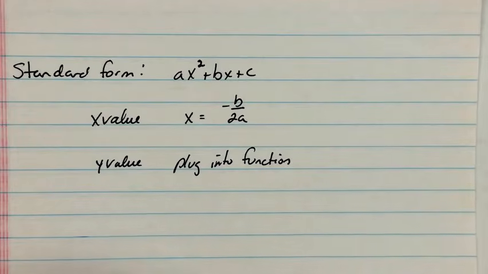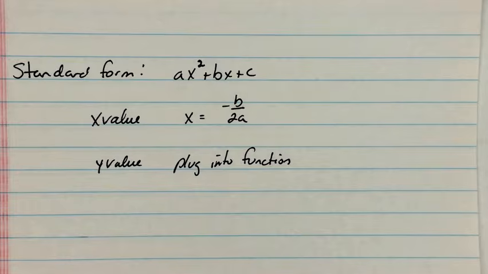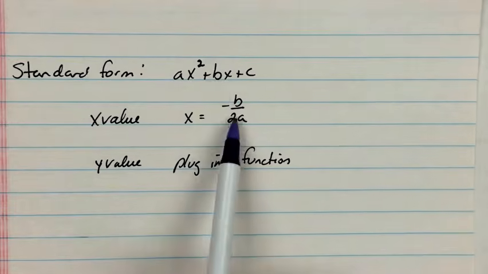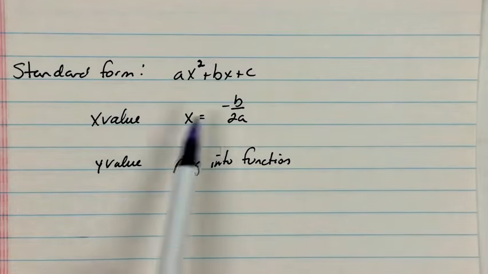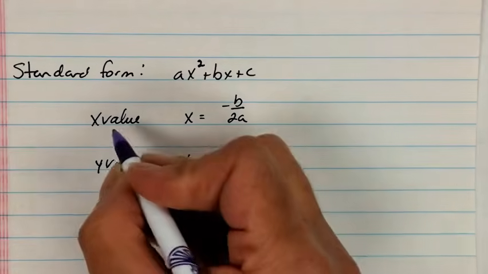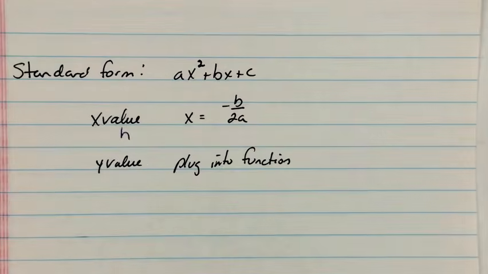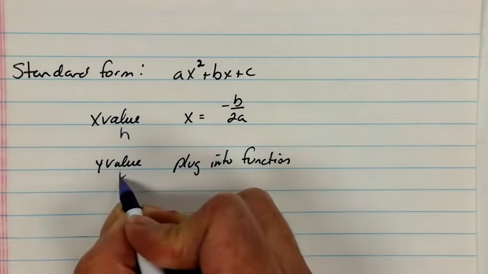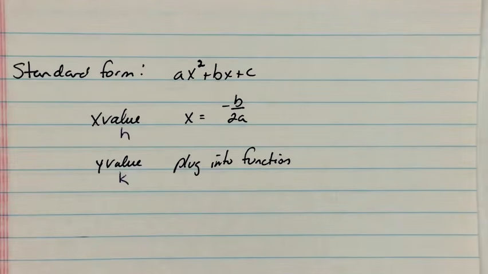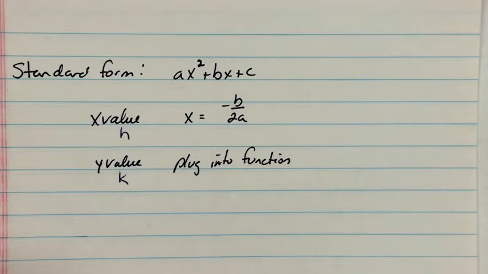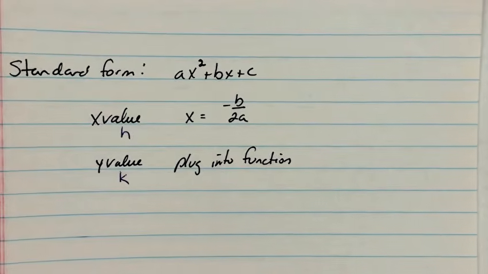We can find our x value by plugging negative b over 2a, and then the y value by plugging that into the function. So this x value would be the h, the y value would be the k, and we could plot the vertex that way. So we're going to try that first.